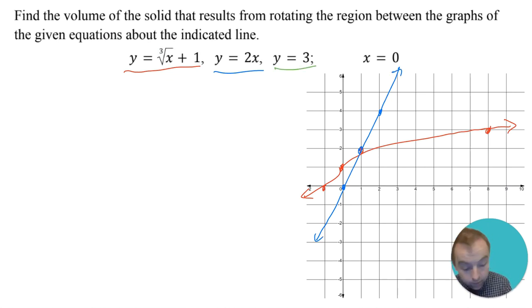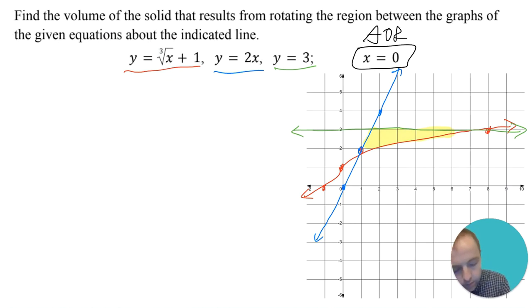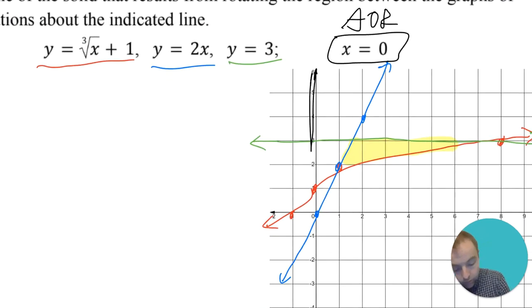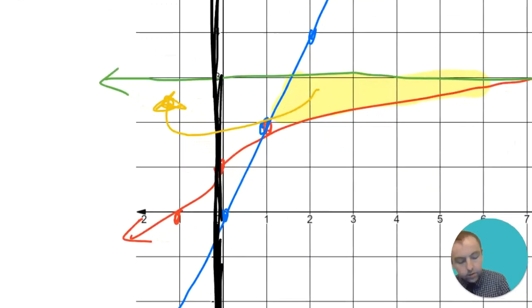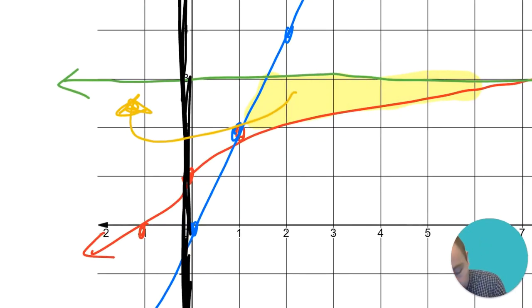And then the constant function y equals 3. So we're looking at this region right here, and we're about to revolve this around this axis of rotation, x equals 0, which would be this vertical line right here. So we're going to spin it around like this. So you'll notice then there's actually a gap between the area that we're revolving and the axis of rotation.